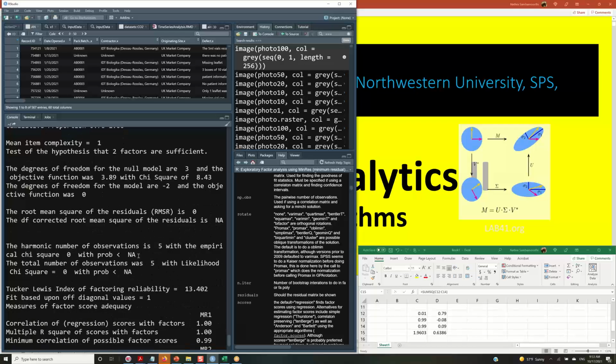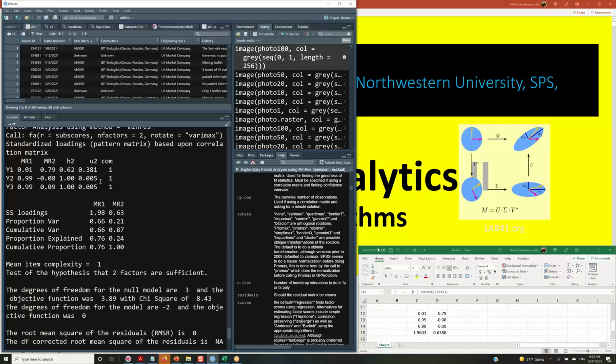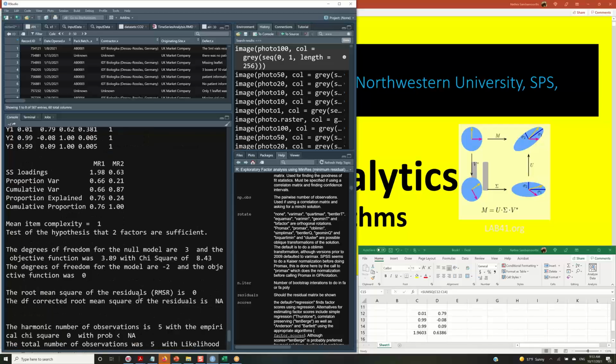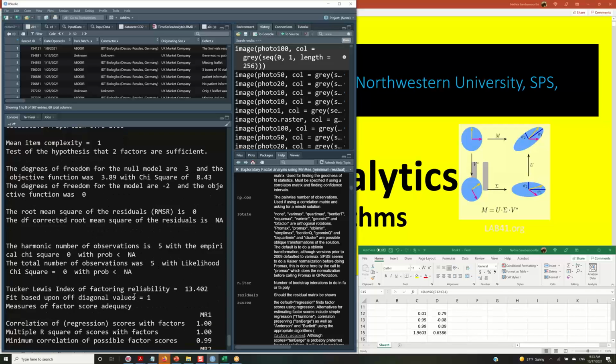So it's basically, root mean square is 0 because it's such a perfect model, right? Yes. And very close to 1. Very close to 99.9% is explained. That's what will happen. Agreed? Yes. And everything else is, the root mean square of the residuals is 0. The degrees of freedom corrected root mean square is not available.